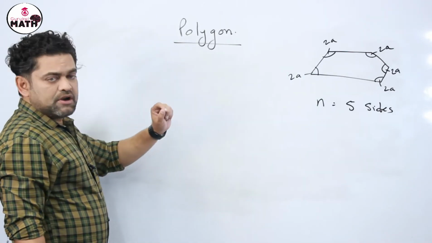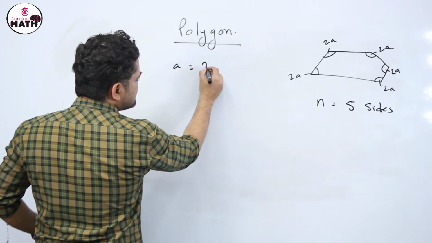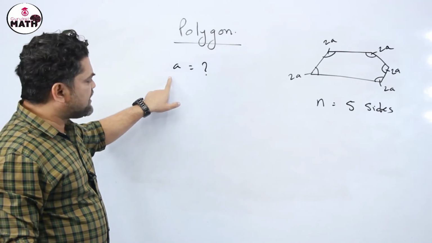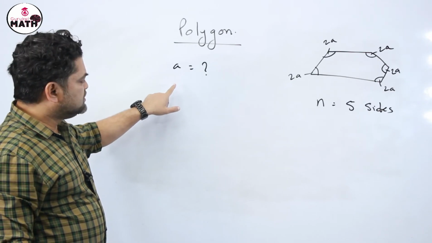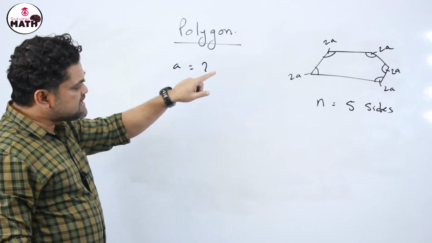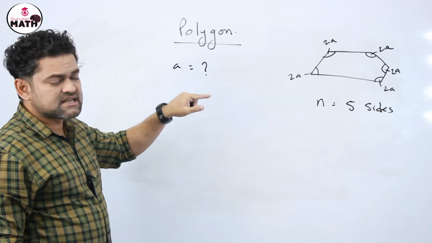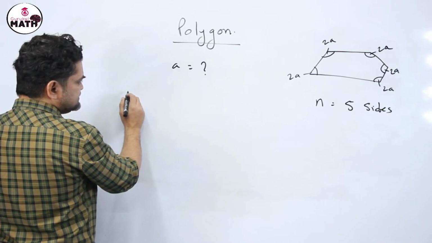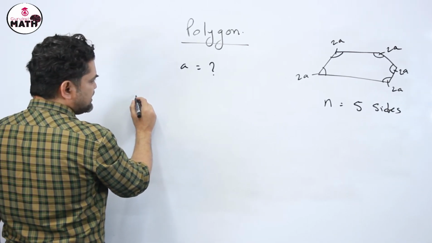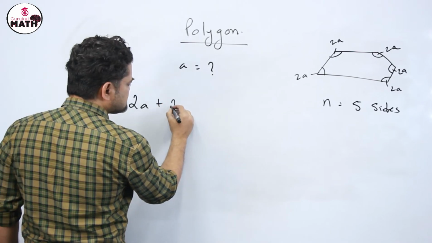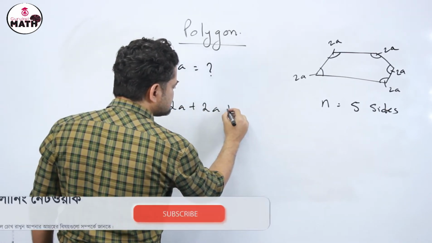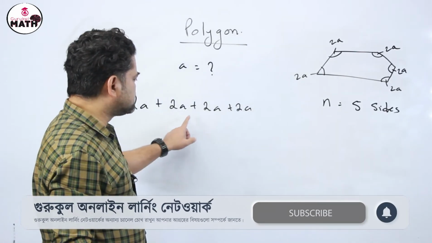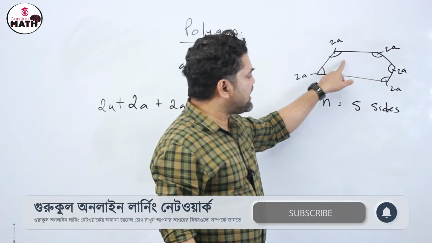If I'm going to work on it, our main question is that I will find A here. That is our question, okay? To find A, I have to know another piece of logic: how much the total interior angle comes to. If I write the total interior angle of the polygon, it is 2A plus 2A plus 2A plus 2A, and I'm writing one more 2A, because 1, 2, 3, 4, 5. These are the 5 angles here.